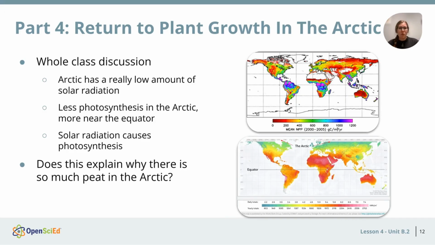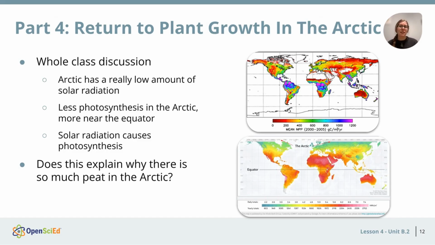In part 4, we're going to return to plant growth in the Arctic. We're going to start with a whole class discussion. There are 2 images in the slideshow that will help facilitate this discussion, looking at the amount of UV rays, or the amount of solar radiation that is on different places on Earth, as well as looking at the amount of biomass, or how much plants there are, and seeing how they are similar and how they are different.